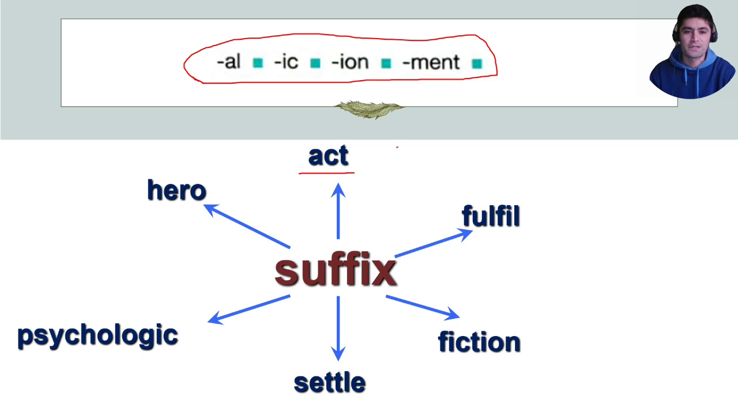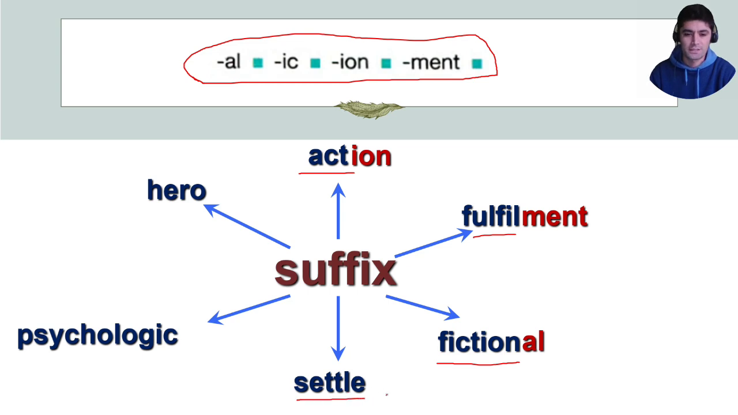The suffix that we need to use for this word is here, and it becomes action. As you know, act is a verb and action is a noun. Next one is fulfill. Fulfill is also a verb, and the noun form is fulfillment. Next up we have fiction, and the suffix we're going to add to this is here. The word fiction is a noun, and fictional is considered to be an adjective.